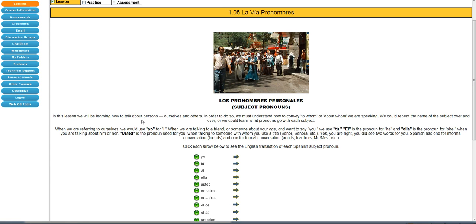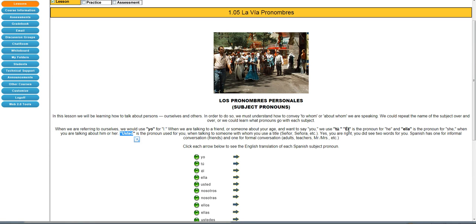So in this lesson, we're talking about people, ourselves and others, and we need to be able to say he, she, I, you, they, etc. When we refer to ourselves in English, we'd say I, but in Spanish, we would say yo. Sometimes in the lesson they might say if you are addressing somebody. If you're addressing somebody, that means you are talking to them. You can use either: you're going to use tú if it's somebody your age or a friend, and you're going to use usted if it's somebody formal or somebody older than you, your teacher or something like that.